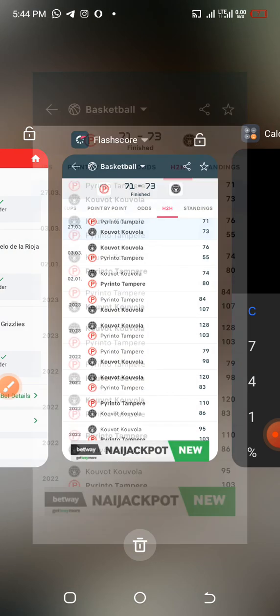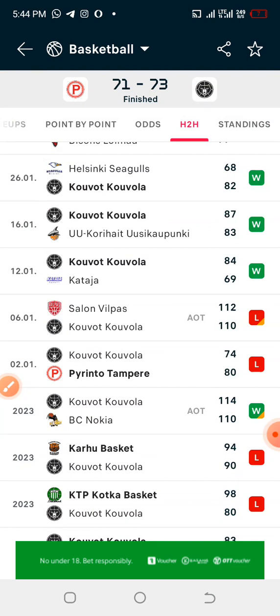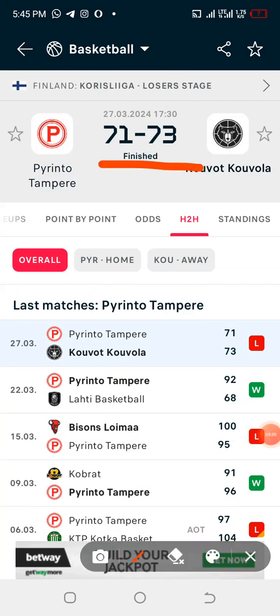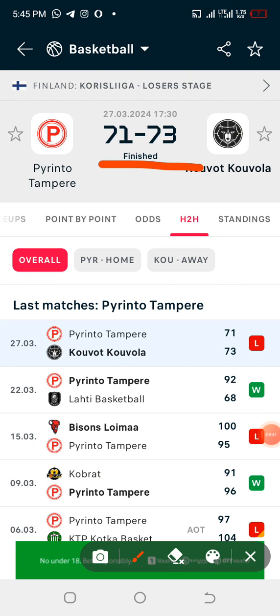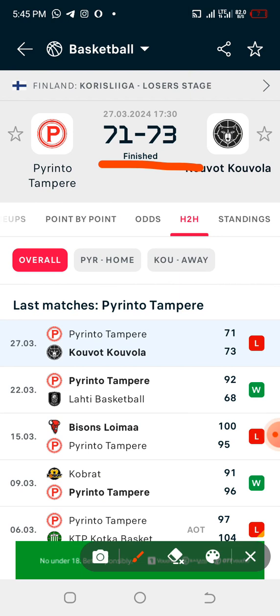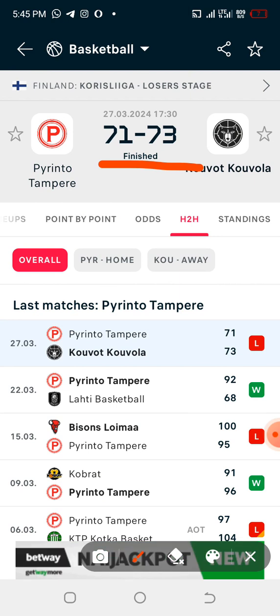Now unfortunately, if you check the game very well, the game ended up as lost. Now this is what I discovered: in their league they lack consistency. The same thing with Brazilian league. Please be aware of these things. Finland league and Brazilian league, don't play your games on them.